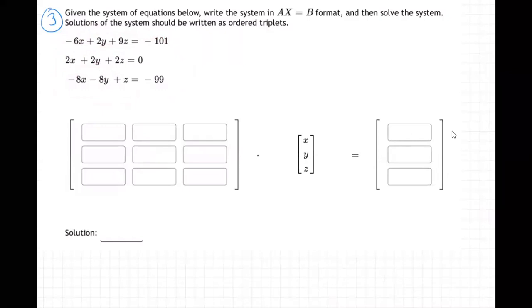And so it says, given the system, write it like this and then solve it. What do they mean, write it like that? Well, what they mean is just take off these numbers and just put them down. So -6, 2, 9, like that. And then the next number is 2, 2, 2. The next number is -8, -8.